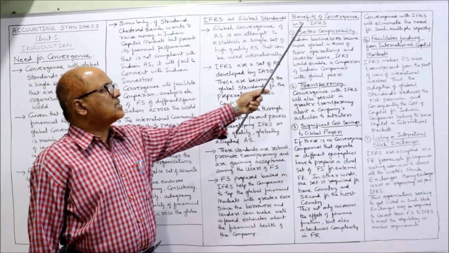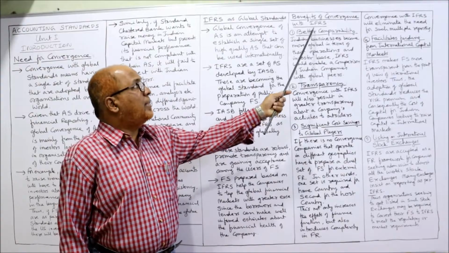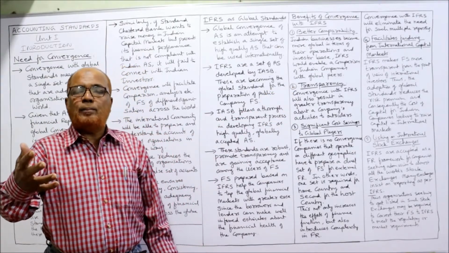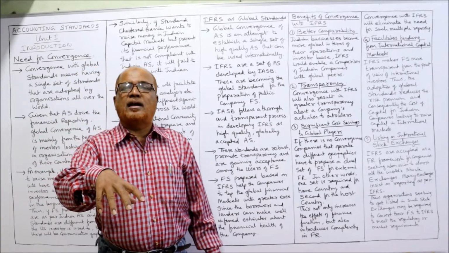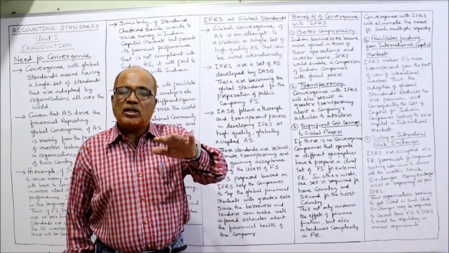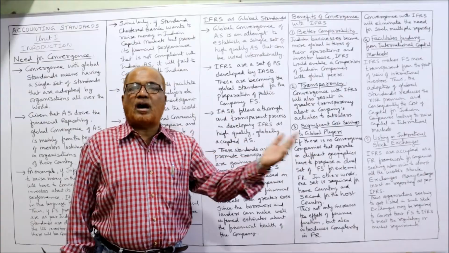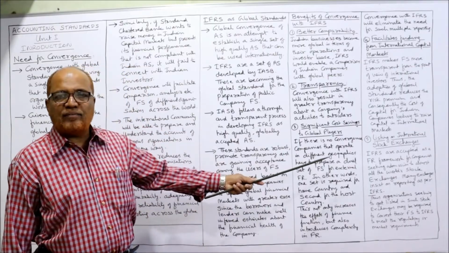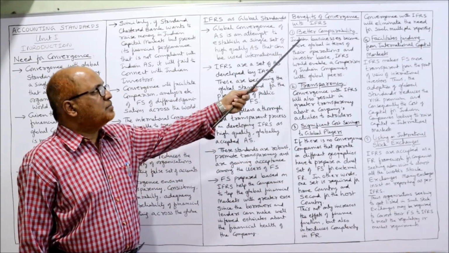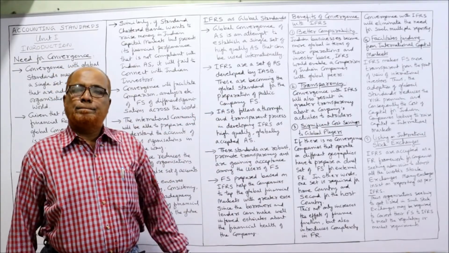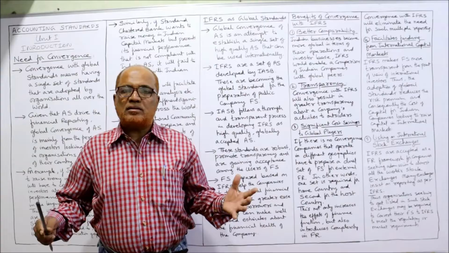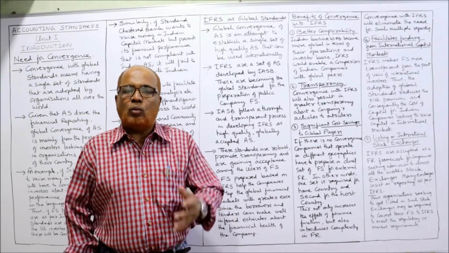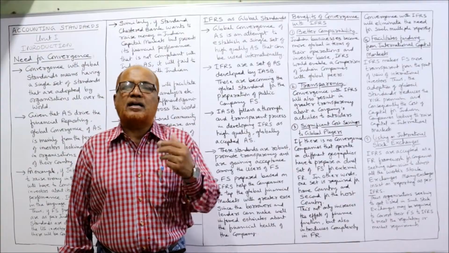The last topic in this video is the benefits of convergence with IFRS. What are the benefits Indian companies are getting by converging the accounting standards with IFRS? Here I have chosen 5 benefits. The first benefit is better comparability. Nowadays there is a global market. Lending and borrowing take place throughout the world. The world is treated as a single market.